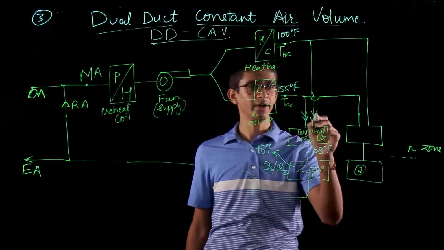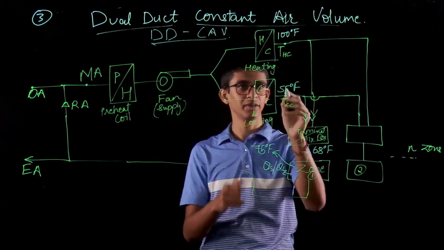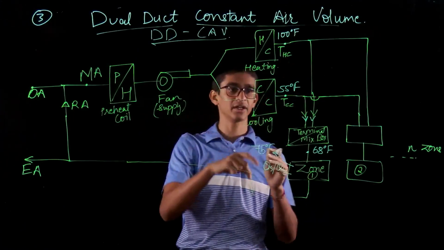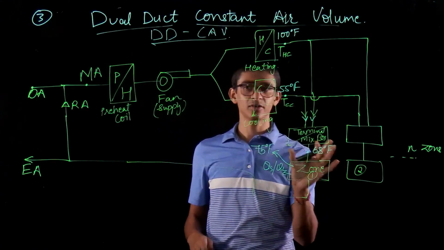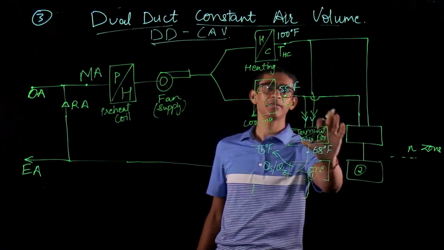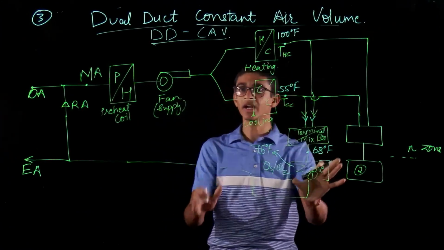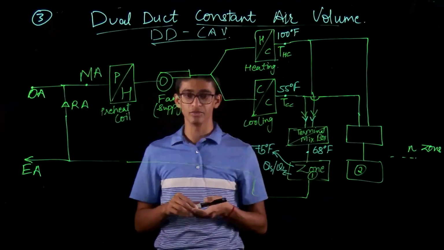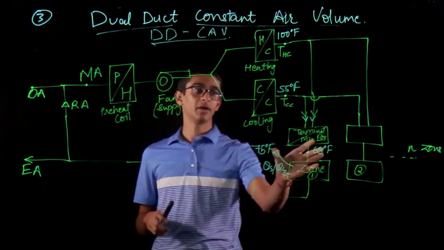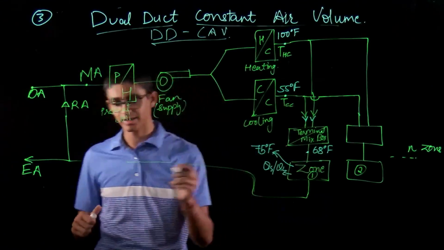We have a temperature of this air which is 55, this air which is 100, and then they are mixed. So maybe I'll use one third cool air and two thirds hot air. When they are mixed, the total temperature of the mixed air becomes 68 and that is supplied. In the same way, the terminal box has to decide the amount of cool air and hot air used. So that's how we make the calculations.